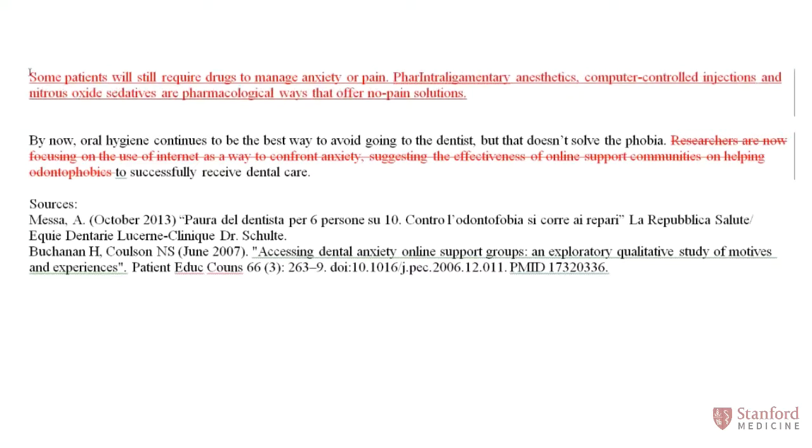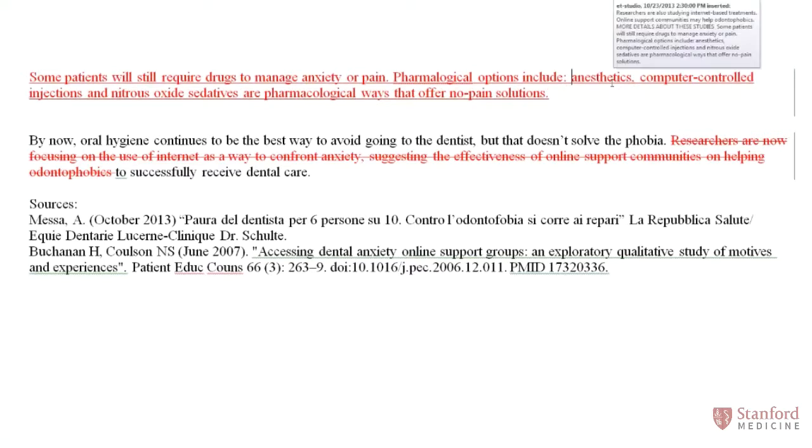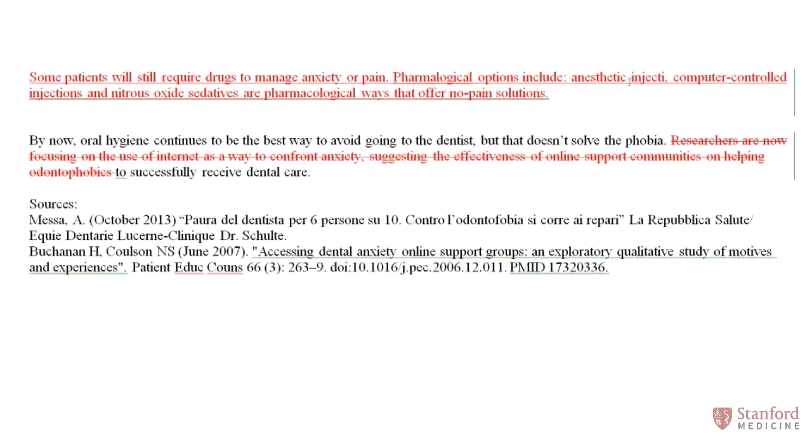pharmacological options. These aren't all drugs you would take by mouth. So we say pharmacological options include, and here's a list of them. Intraligament, I can't even pronounce that word. That's just anesthetics that are injected into the teeth. So we could just say local anesthetics or anesthetic injections. I'm not sure what computer-controlled injections are and how that differs from anesthetic injections, so I think I'll just get rid of that for now.